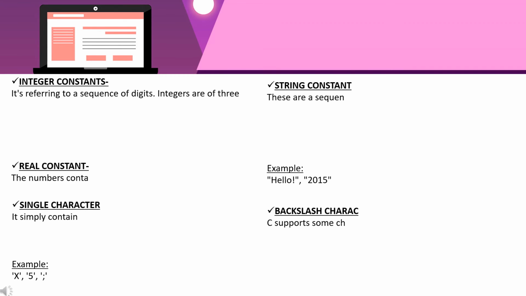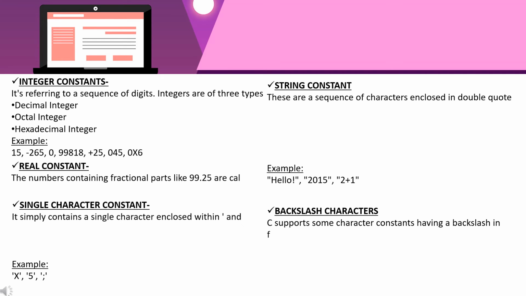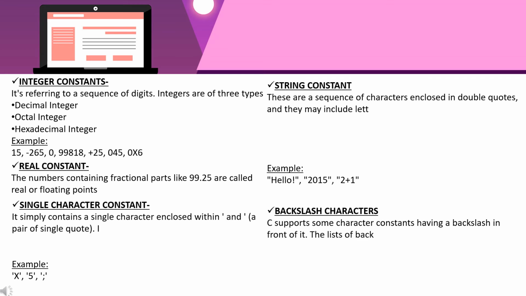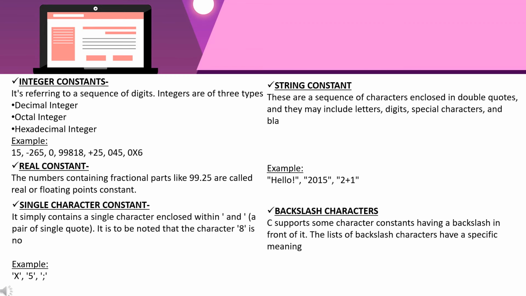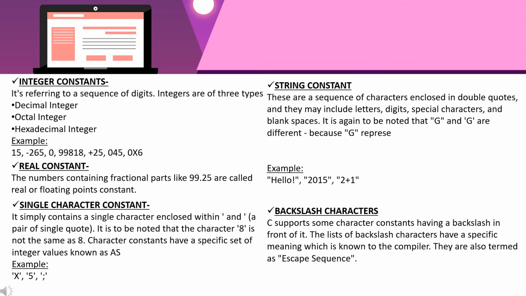Now the first one among the secondary constants is integer constant. It refers to a sequence of digits. Integers are of mainly three types: decimal integer, octal integer, and hexadecimal integer. Some examples are here. You can see those. The next constant is real constant. Numbers containing fractional parts, like 99.25 given here, are called real or floating point constants.